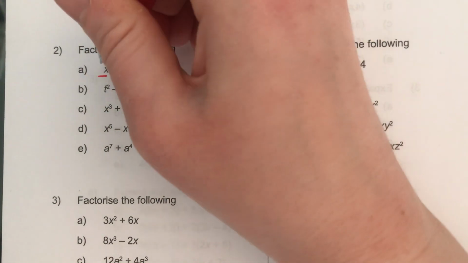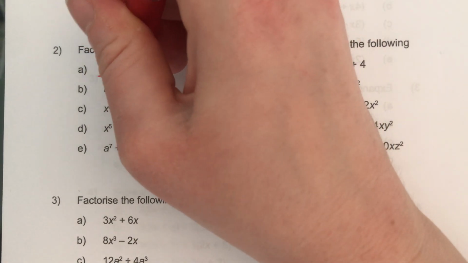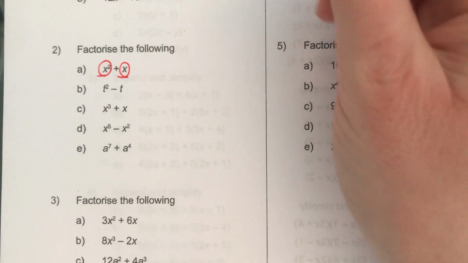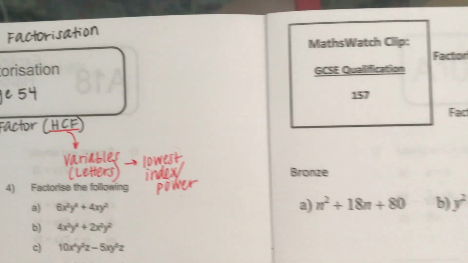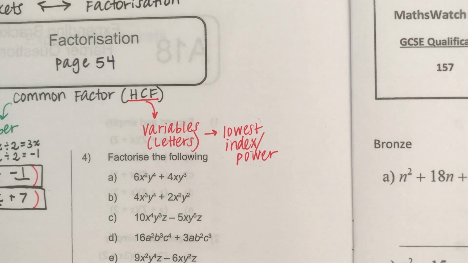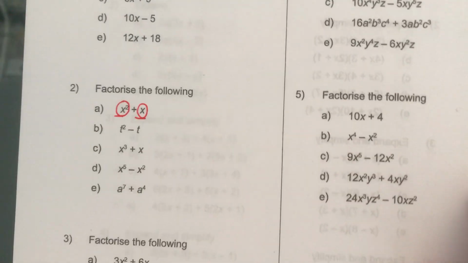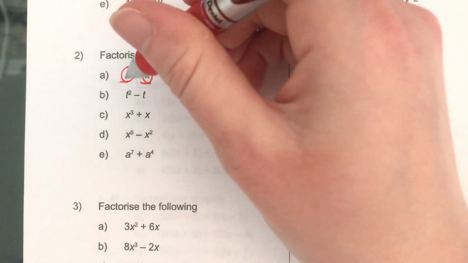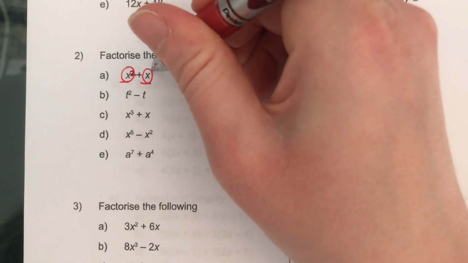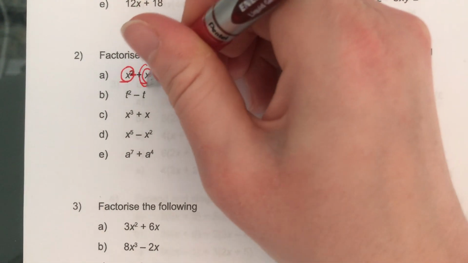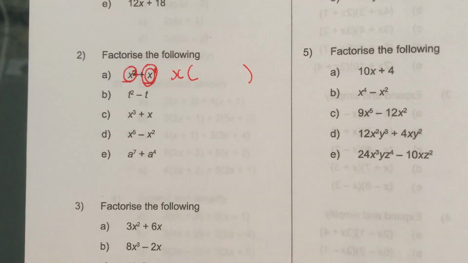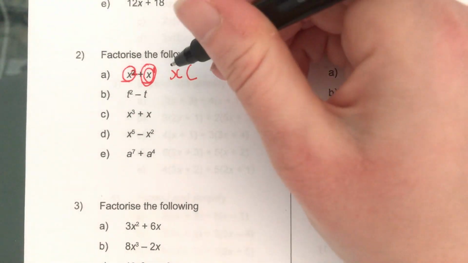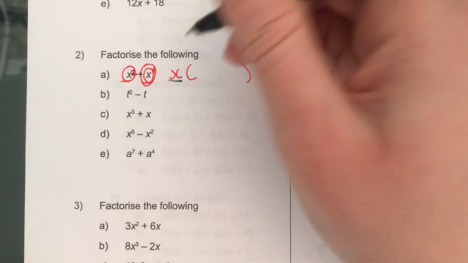So I have 2 terms in question A. The first term is x squared. The second term is x. Remember I said we want to choose the variable with the lowest power to bring outside of the brackets. So I see a power of 2. This is an invisible power of 1. So this is what I'm going to choose to bring outside of the brackets. And then I'm going to see what's left over if I divide everything in my expression by the term x.